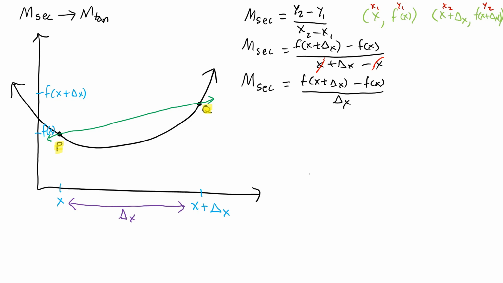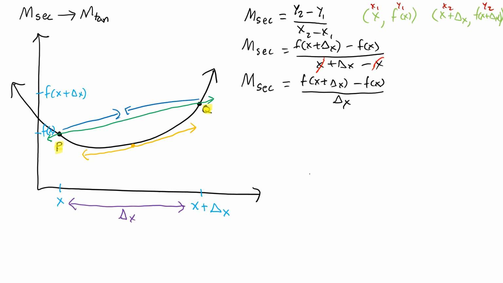Well, how do we turn it into the slope of the tangent line? In order to do that, let's picture what the tangent line will look like. The tangent line will look something like this, right? And what has to be true for this tangent line to occur? Well, in order for this tangent line to occur, the points P and Q need to get infinitely closer to each other.